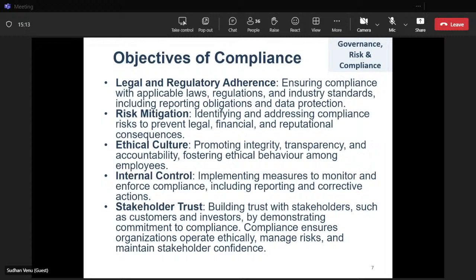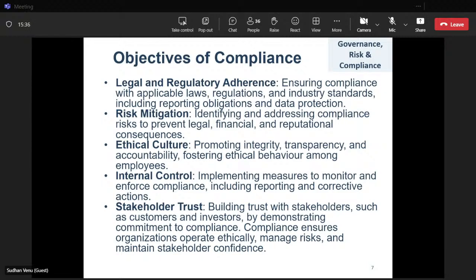And then the objectives of compliance. So the main objective of compliance, which is mentioned here, is legal and regulatory awareness, and compliance should ensure the applicable laws, regulations and industry standards, including reporting obligations and data protections. Everything needs adherence to the legal and regulatory requirements.